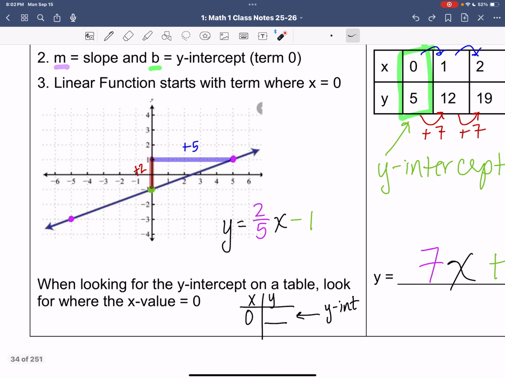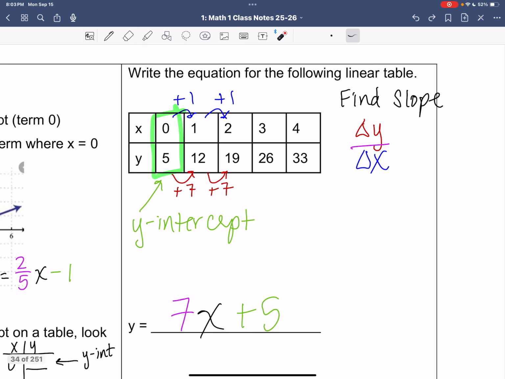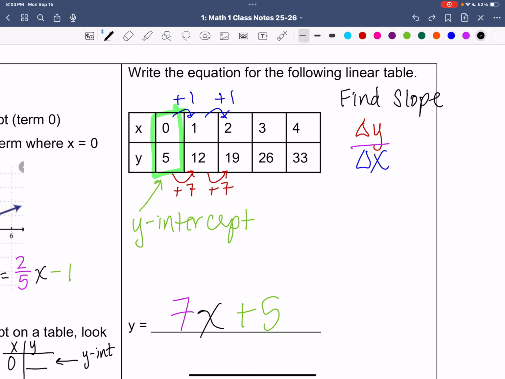So remember, when you're looking for the y-intercept on a table, look for where the x value equals 0. So that's what I was telling you before to keep you organized with the table. You know your intercept is whenever x equals 0. So knowing that, let's look here. It says write an equation for the following linear table. So first what I'm going to do is I'm going to find slope. So to get from 5 to 12, it's adding 7. To get from 12 to 19, also adding 7, and then plus 7, so on and so forth. So we know that our y for our slope is plus 7.